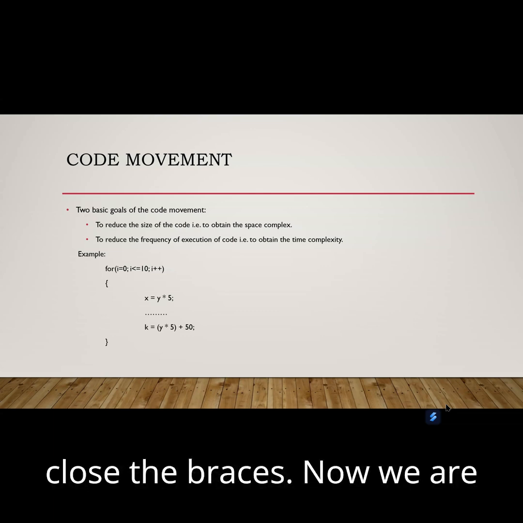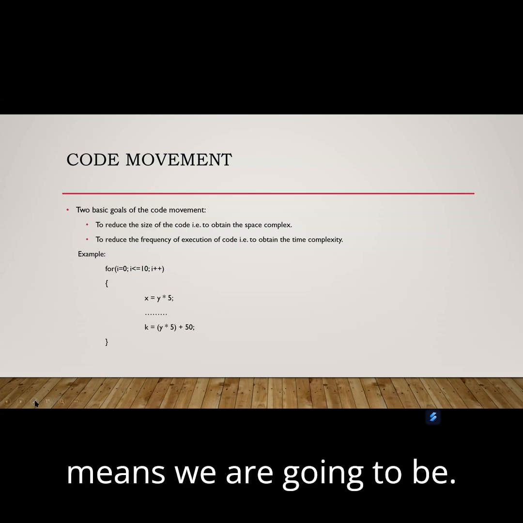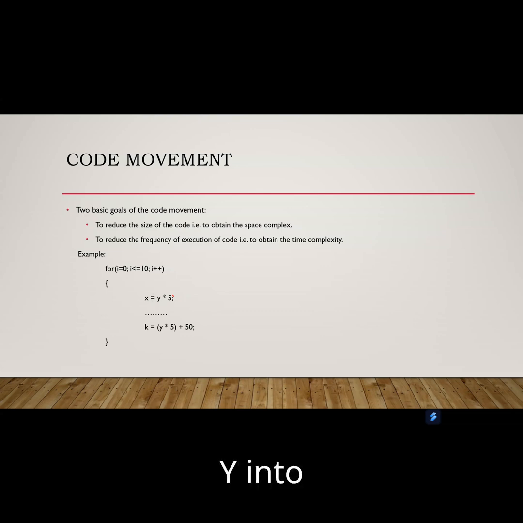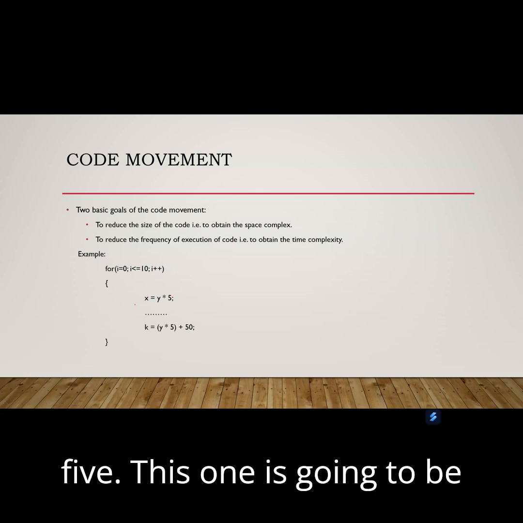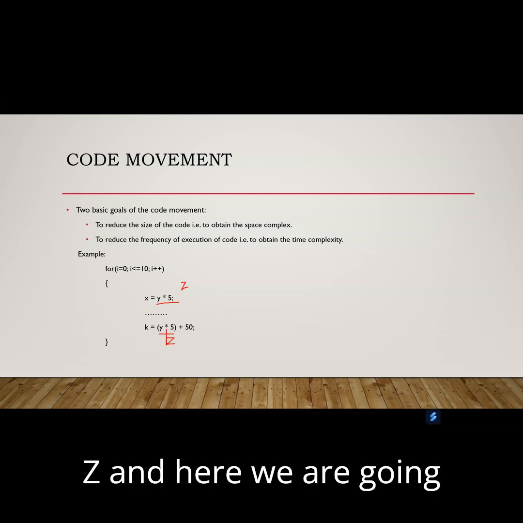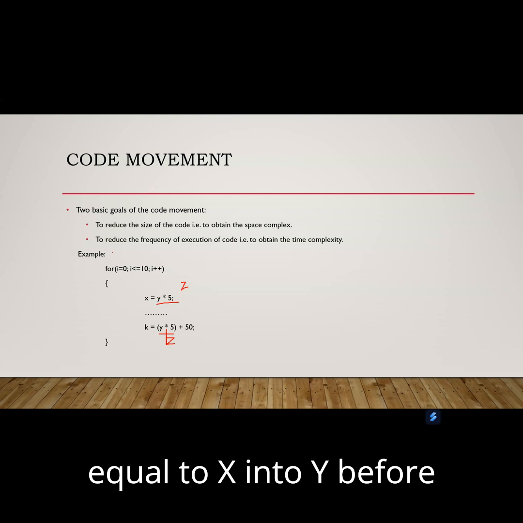Close the braces. Now we are going to reduce the code by writing z. That means we are going to replace this expression y into 5. This one is going to be replaced with z. Here I am writing that z. Here also it is going to be replaced with z. And here we are going to define that z equal to y into 5 before the for loop.